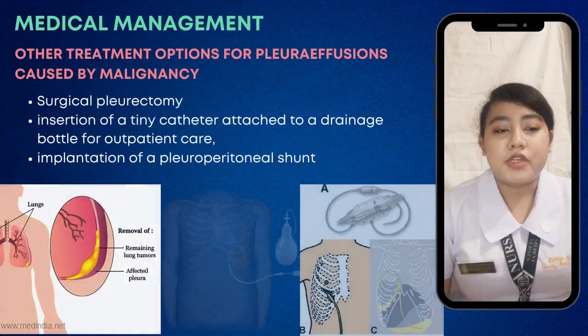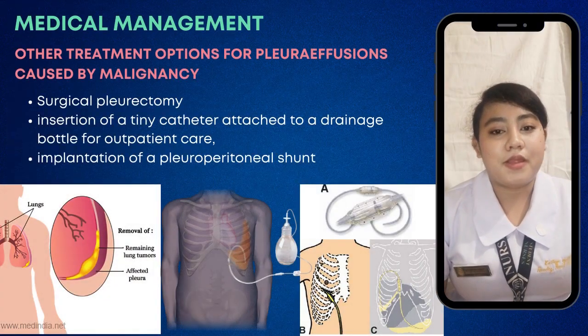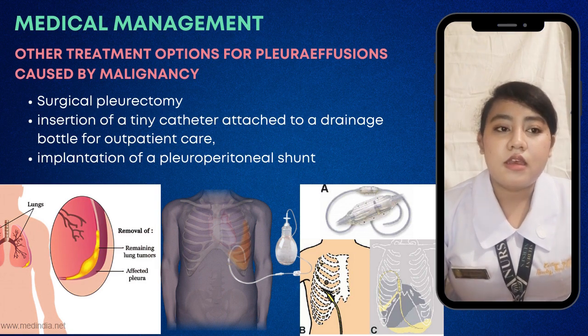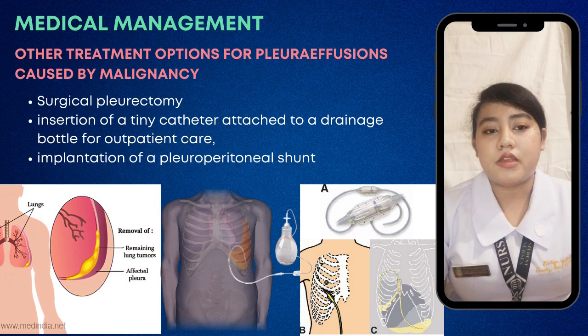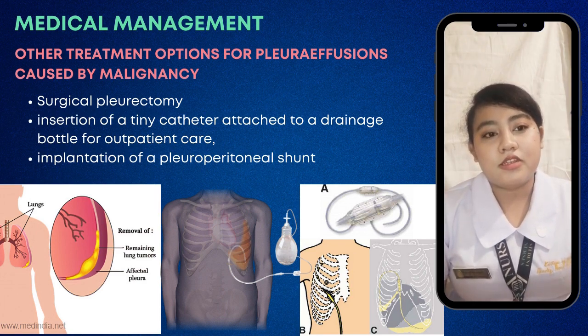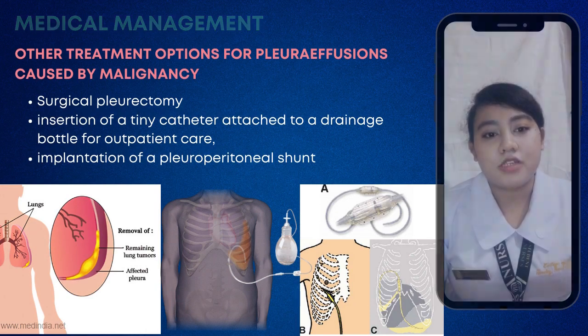Other treatment options for pleural effusions caused by malignancy include surgical pleurectomy, which is a surgical removal of the pleura which is affected. Another is the insertion of a tiny catheter attached to a drainage bottle for outpatient care, and implantation of a pleuroperitoneal shunt.